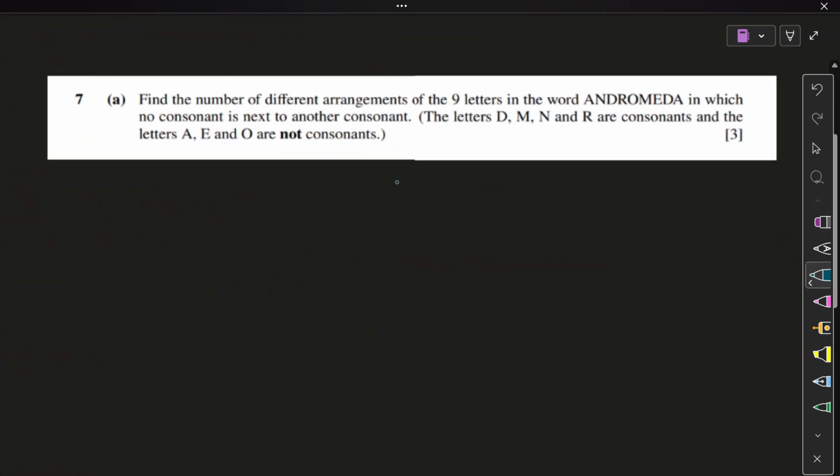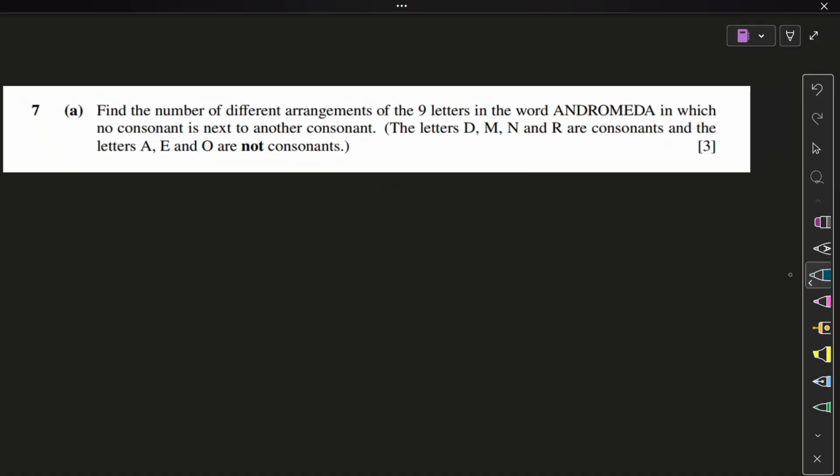Another question that has concepts of probability. Let's do that. Find the number of different arrangements of the nine letters in Andromeda when no consonant is next to each other. These are the consonants and they are not supposed to be next to another consonant. So I will use the universal separation method. First, let's separate out the consonants, the D, M, and R.